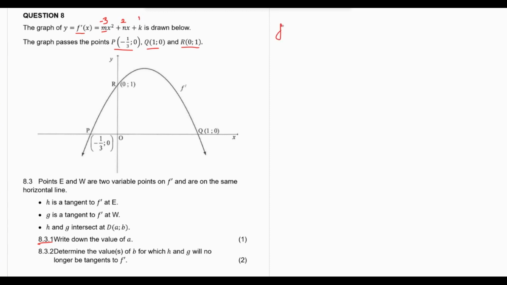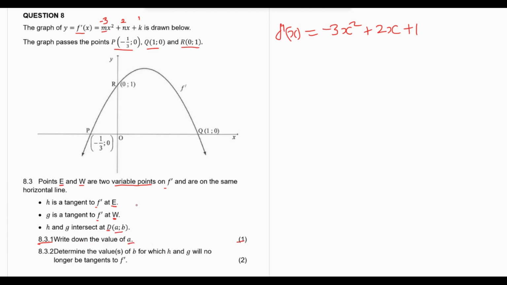So this equation is actually -3x squared plus 2x plus 1. Points E and W are two variable points on the graph and are on the same horizontal line. H is the tangent of the derivative of f at E. G is the tangent of the derivative of f at W. H and G intersect at D, where the x-coordinate is A and the y-coordinate is B. Write down the value of A.